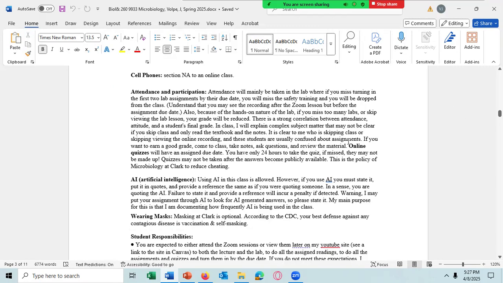Attendance and participation. Attendance will mainly be taken in the lab, where for the first two labs, if you do not turn in the assignments by the due date, which will be this Friday, I think at 8 a.m., then you will be dropped from the class. So make sure you turn in the first two lab assignments by the due date, or you'll be dropped from the class. The reason is that we need to find out who is attending the classes and who is not. I'm only really taking attendance and participation from the turning in of the first two lab assignments.